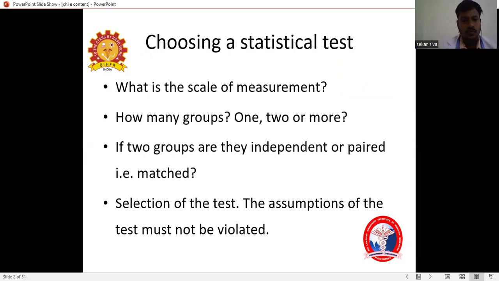So before going to chi-square, we want to know the basic concepts of statistics, which is the scales of measurements. Basically the scales of measurements are four types: nominal, ordinal, ratio, and interval. In nominal, it is based on category. For example, gender, male and female. And the next one is ordinal.